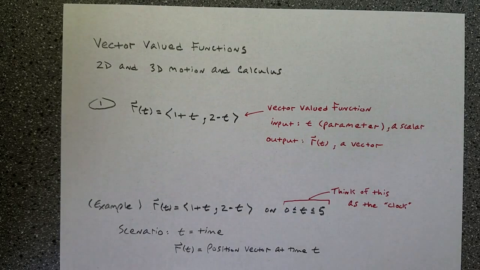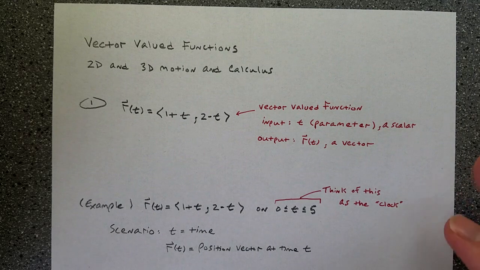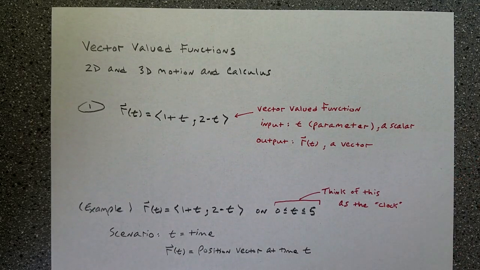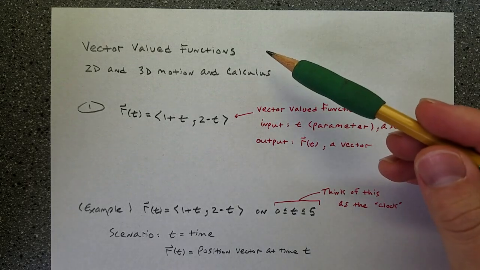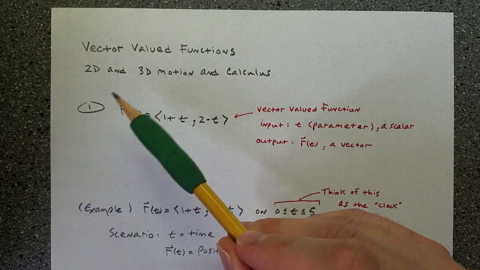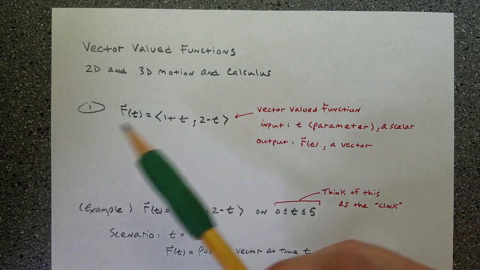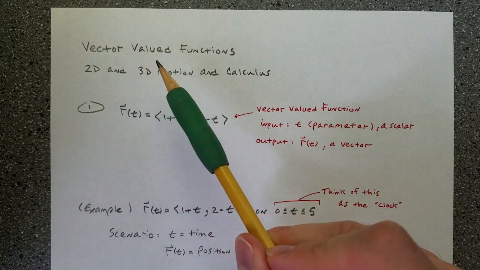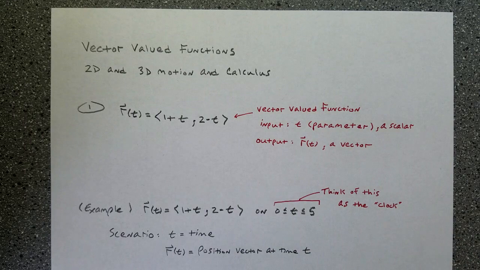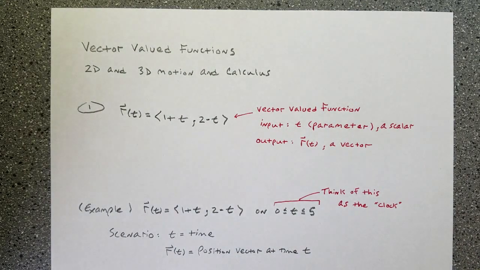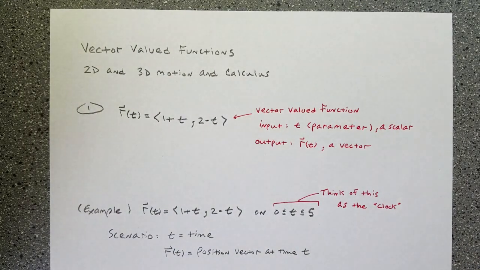Okay, here is hopefully what will be a somewhat quick video, which for us is lesson 7. The title of the lesson, I don't remember it. I think it's something like 2D and 3D motion in calculus. But there's the concept of a vector valued function that's part of that. So what's a vector valued function?